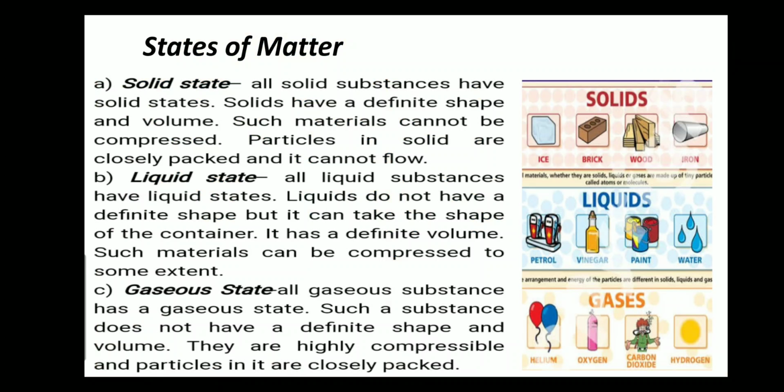The third property of materials is states of matter. So there are three states of matter: solid state, liquid state and gaseous state. So in solid, substance have definite shape, mass and volume, and molecules are closely packed with each other. Okay. So all solid substances have solid state. Okay. Example: cup, brick, wood.